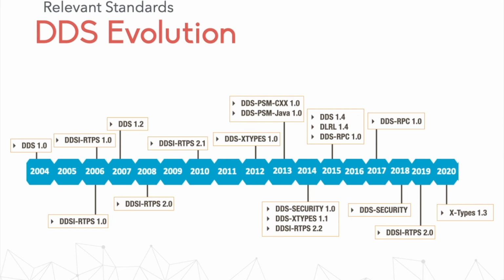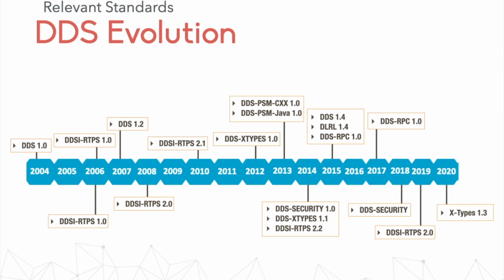DDS was expanded with security in 2014, and in 2015 we actually divided the DDS specification into DDS, which used to be what we called at some point DCPS, the data-centric publish subscribe, and DLRL, which was the data local reconstruction. So, up to DDS 1.3, let's say, DCPS and DLRL were part of the DDS standard. Eventually, DLRL was pulled out in 2015, and it's a specification we are not maintaining anymore.